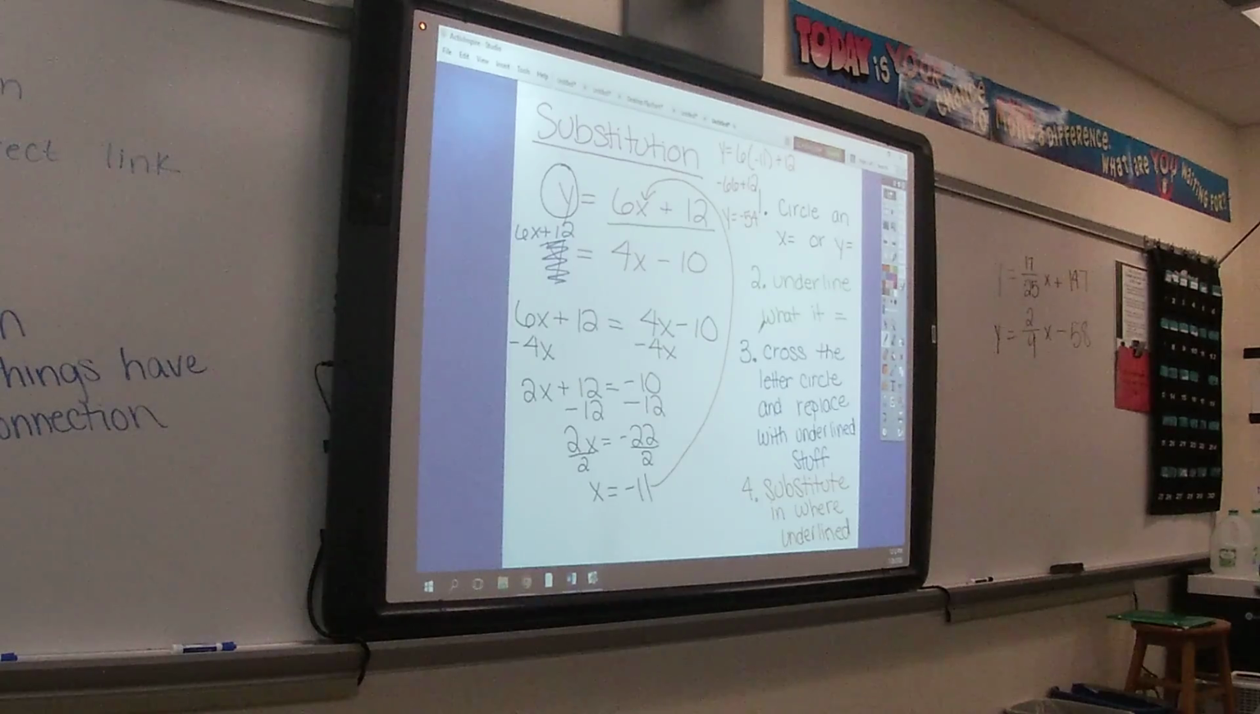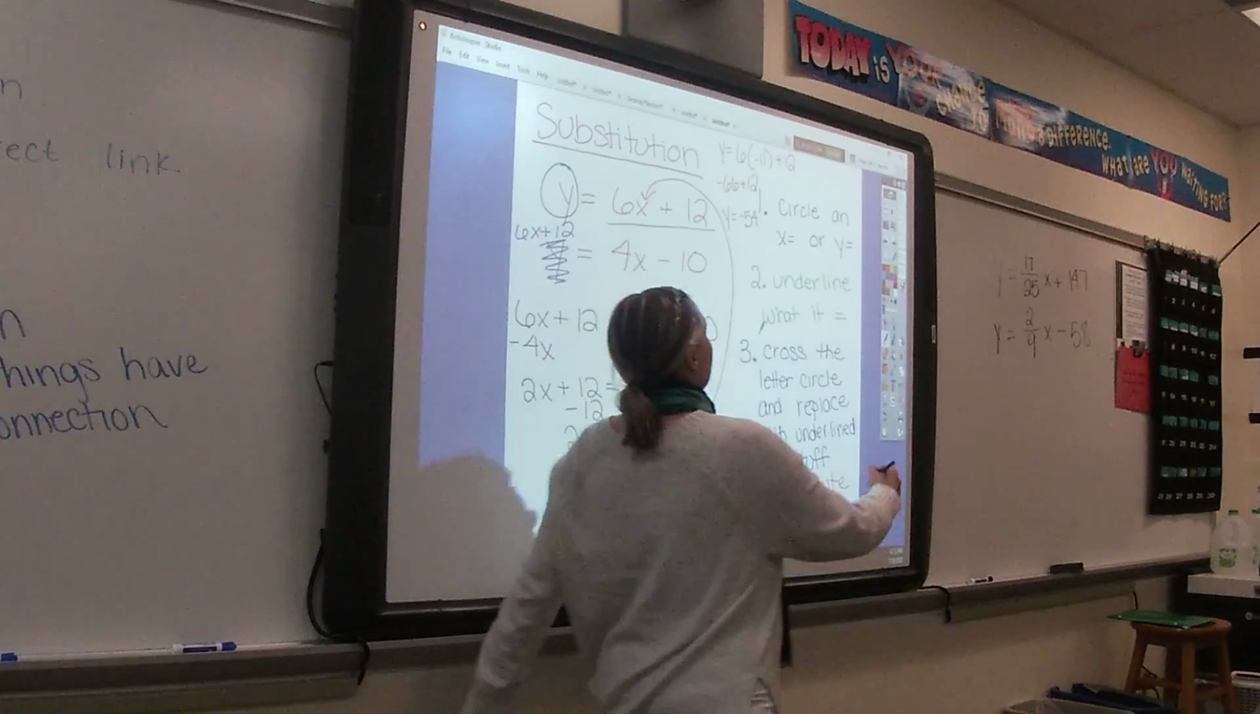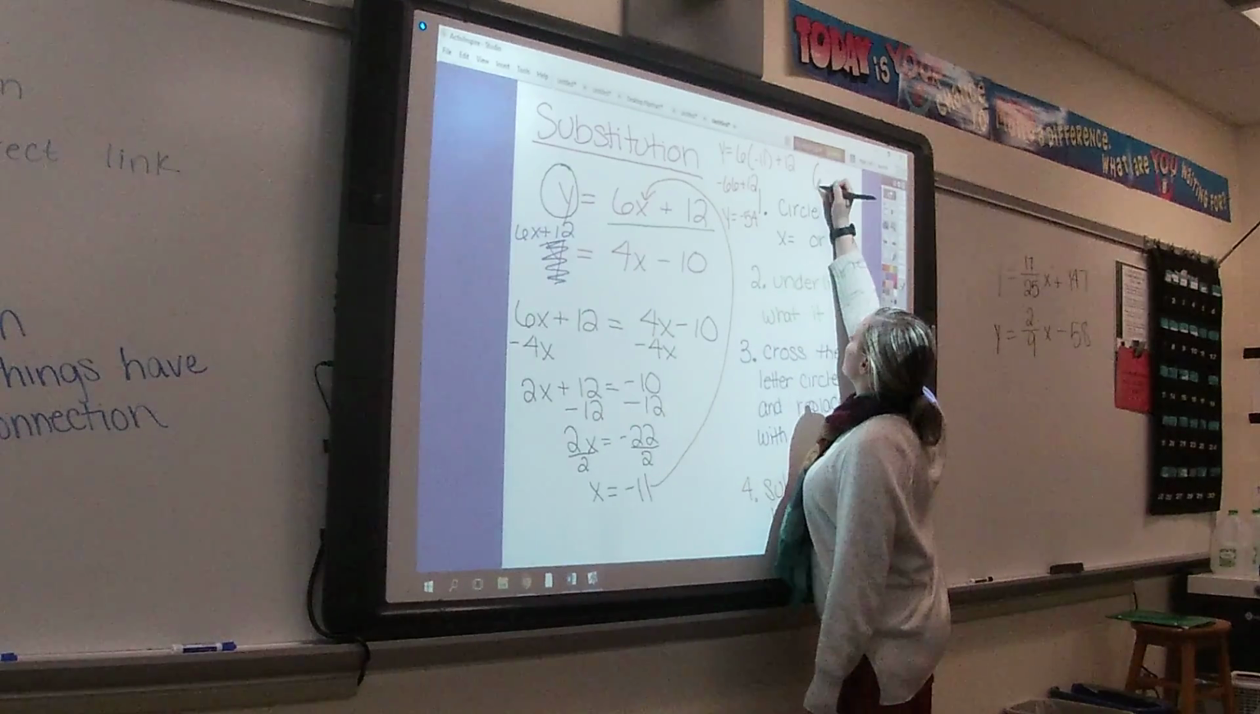Multiple choice though, the majority of the time our answer is going to be represented as an ordered pair, like it was when we were solving by graphing. Just for the fact of it's less writing. I know how you all like to write as least amount as possible. How would we write this as an ordered pair? It would be negative 11, negative 54.